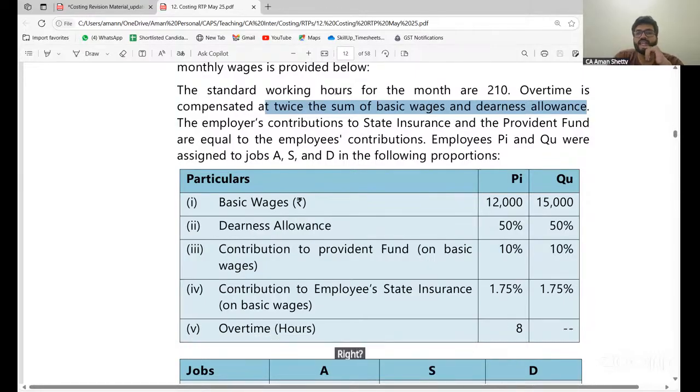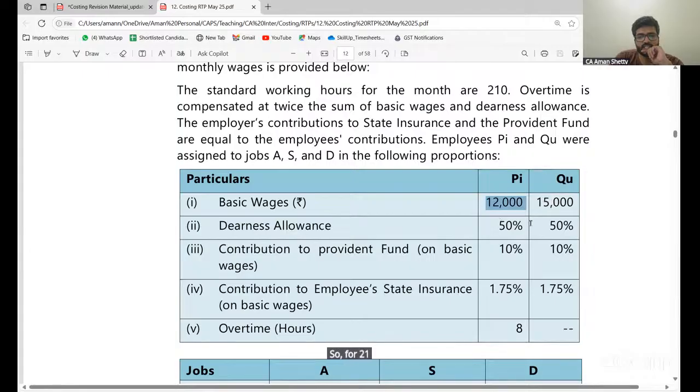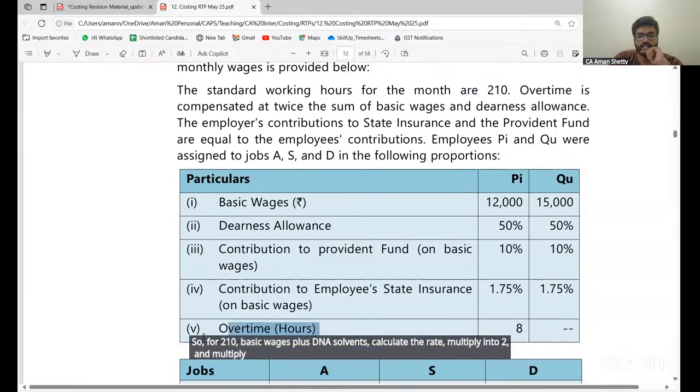Yes, sir. The standard working hours for the month is 210. So for 210 hours, basic wages plus dearness allowance, calculate the rate, multiply by 2 and multiply by 8, you get the OT rate. Is that understood? Yes.